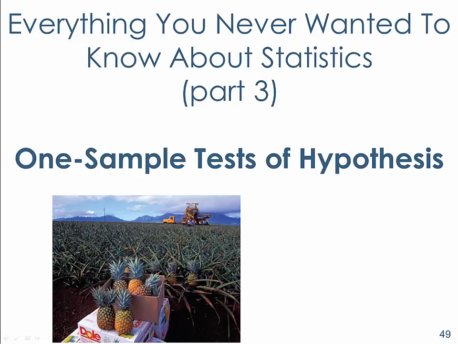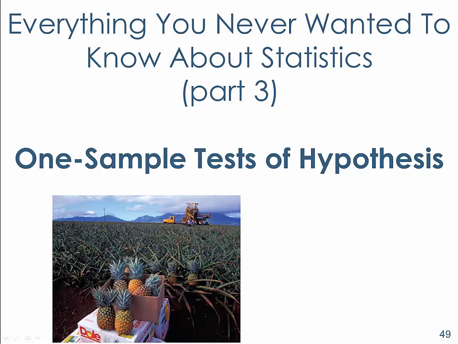In part 2 of Everything You Never Wanted to Know About Statistics, we discussed the confidence interval. A confidence interval is a range of values within which we expect the population parameter to fall. In this video, instead of creating a range of values for the population parameter, we use a process to test the validity of a statement about the population parameter, and we call it a hypothesis test.